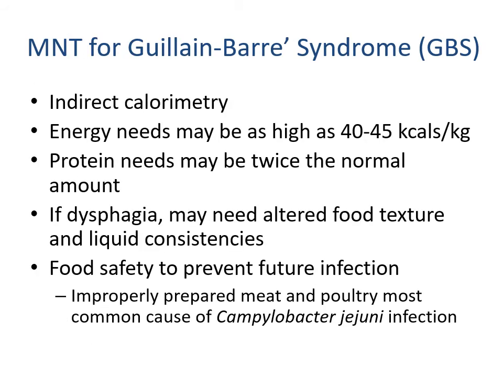So for calculating nutrition needs, indirect calorimetry would be ideal. So energy needs may be as high as 40 to 45 calories per kilogram. Protein needs may again be at that 2 grams per kilogram. If the patient has dysphagia, they may need altered food texture and liquid consistency, so this may be during or then immediately after, right, the acute attack. And food safety, right, to prevent future infection. Again, I'd probably be switching to tofu, but improperly prepared meat and poultry are the most common causes of Campylobacter jejuni. Like I said, if I had it, I'd probably be switching to tofu.